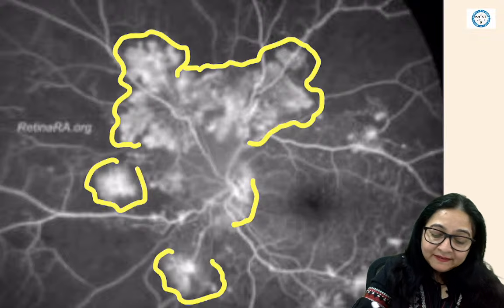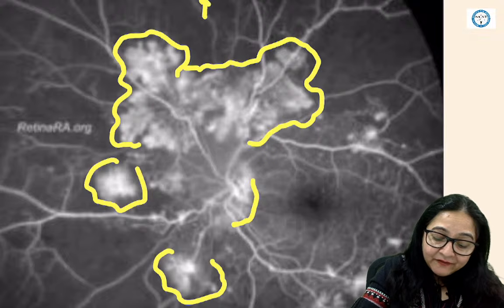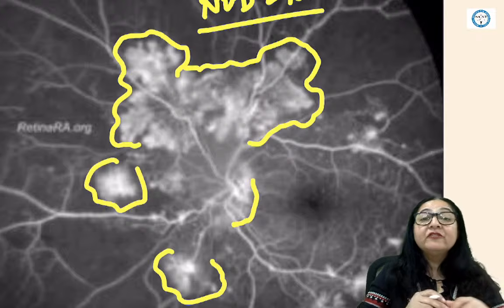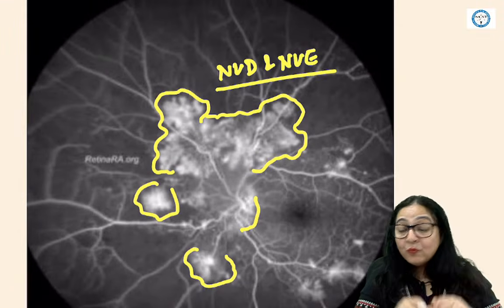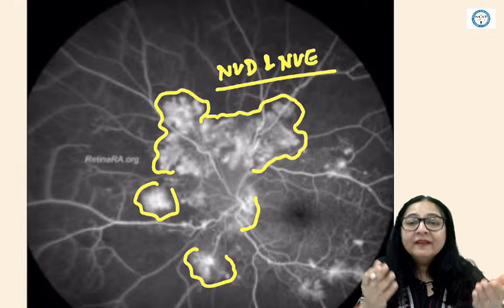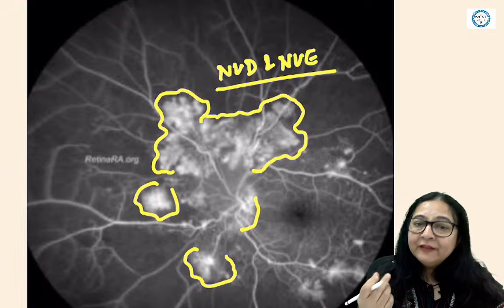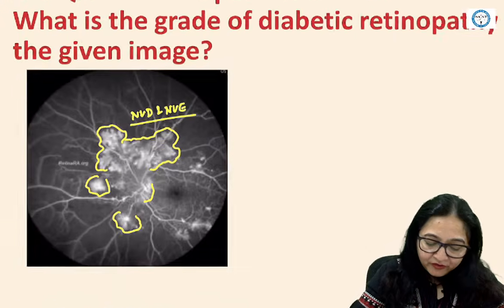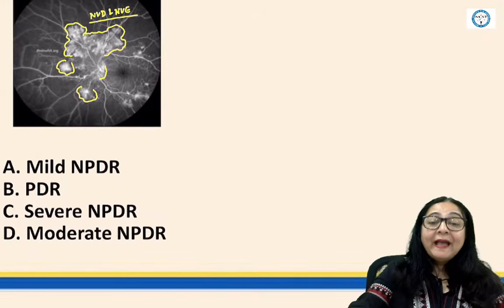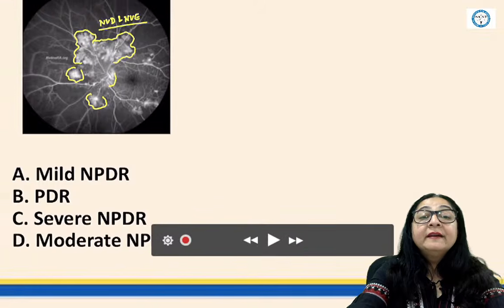Neovascularization. So this is the leakage of the dye from NVD and NVE, bache. Neovascularization of the disc and neovascularization elsewhere. So once there is neovascularization, that is the stage of proliferative diabetic retinopathy. So this is how the fundus fluorescein angiography helps you to identify the grade.